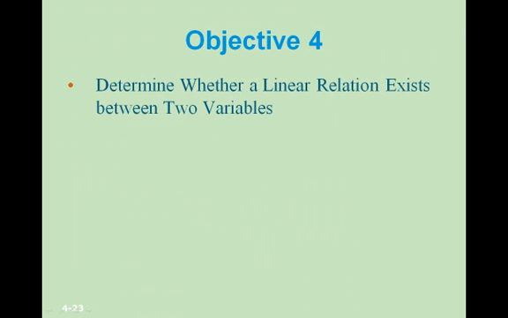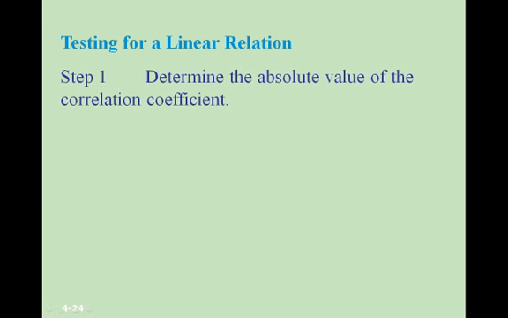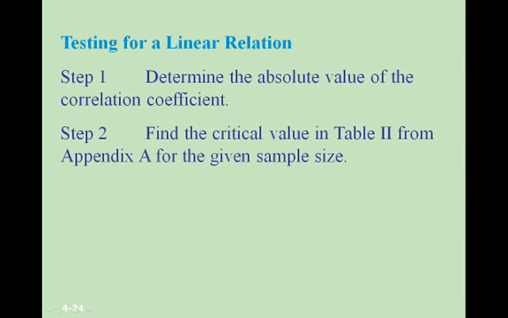Objective 4, we want to determine whether a linear relation exists between 2 variables. When testing for a linear relation, the first step is to determine the absolute value of the correlation coefficient. Step 2 is to find the critical value in Table 2 from Appendix A for the given sample size. When working these problems, this table will be given to you.